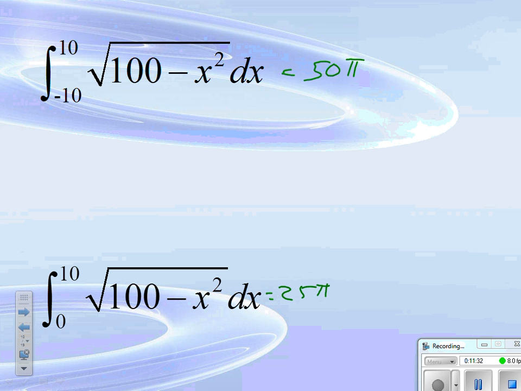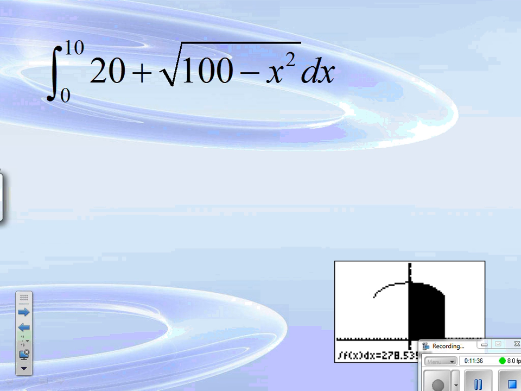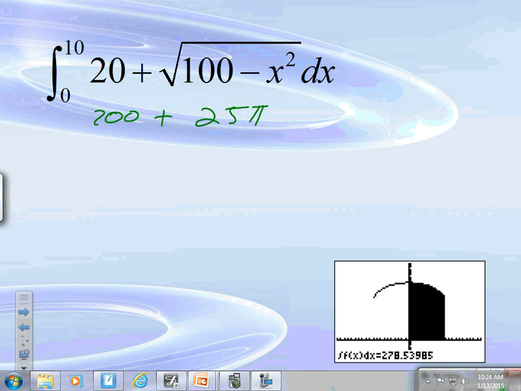All right, now let's really improve this question. Find the integral from 0 to 10 of the square root of 100 minus x squared plus 20. What does this plus 20 do to the graph? It's a vertical shift by 20 units. So now my area is not only the original quarter circle, but also the rectangular area underneath it. How much area was there in that quarter circle? 25 pi. And then the rectangle underneath it would be height 20, length 10, or 200. If you check that on your calculator, it turns out to be 278.53985, which is in fact 200 plus 25 pi.